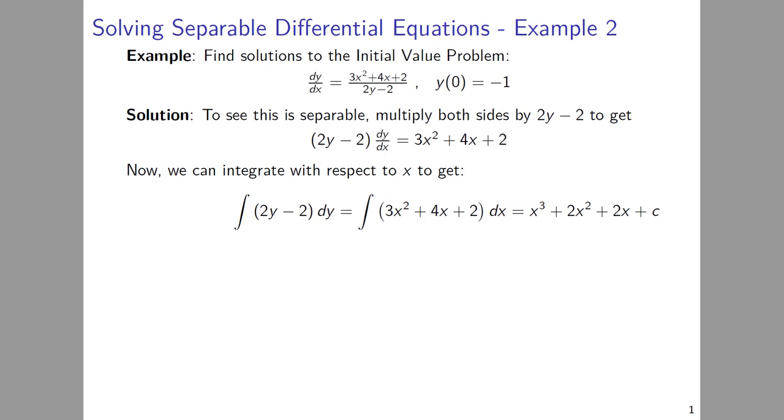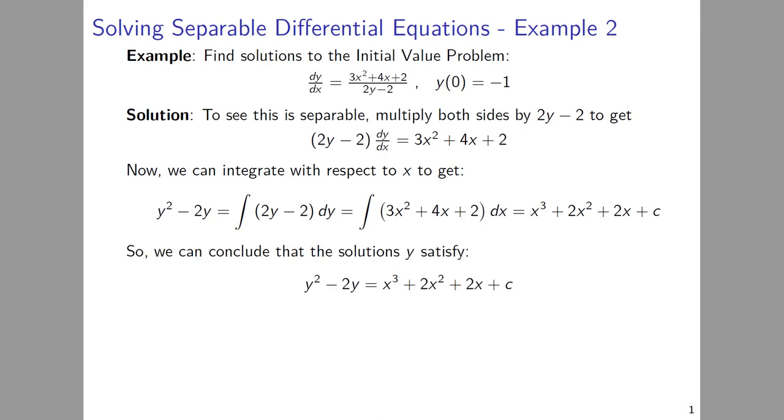While on the left, we have the integral of 2y is y squared, minus the integral of 2, which is 2y. As I've said before, we should have a plus c on the left-hand side as well, but we'll clump it all together with the constant of integration that's on the right. And with this, we can conclude that the solutions y satisfy the equation y squared minus 2y is equal to x cubed plus 2x squared plus 2x plus c. So we've found the implicit solutions to the differential equation.